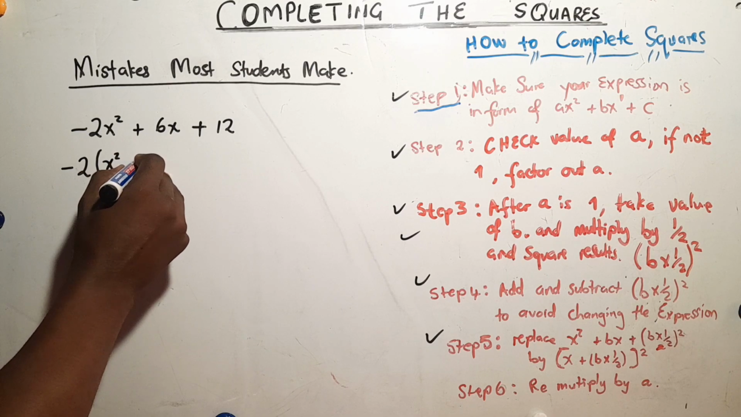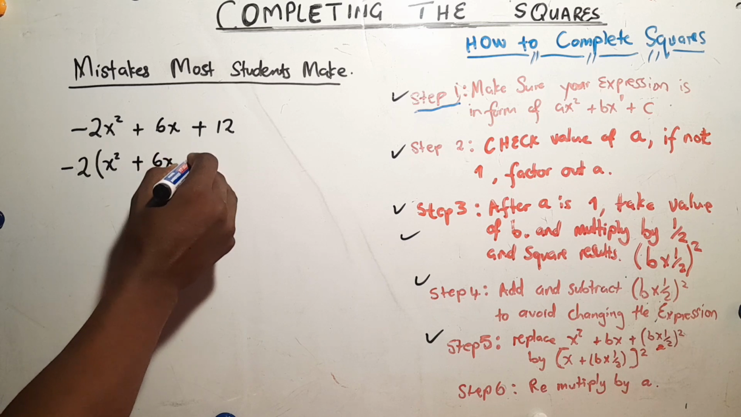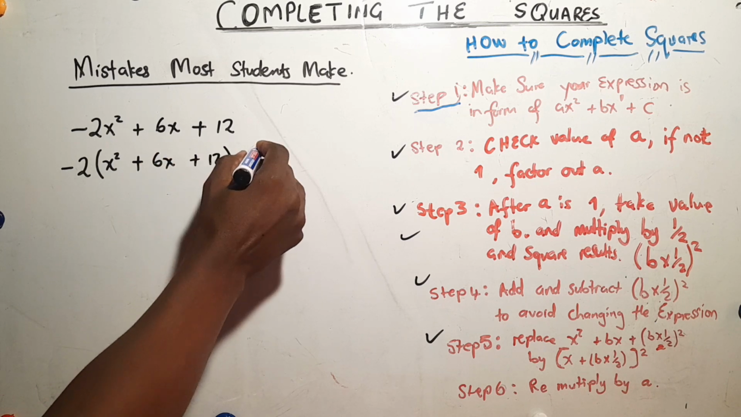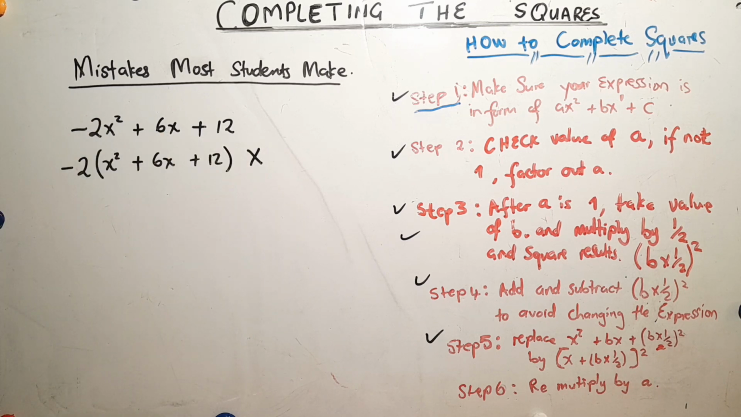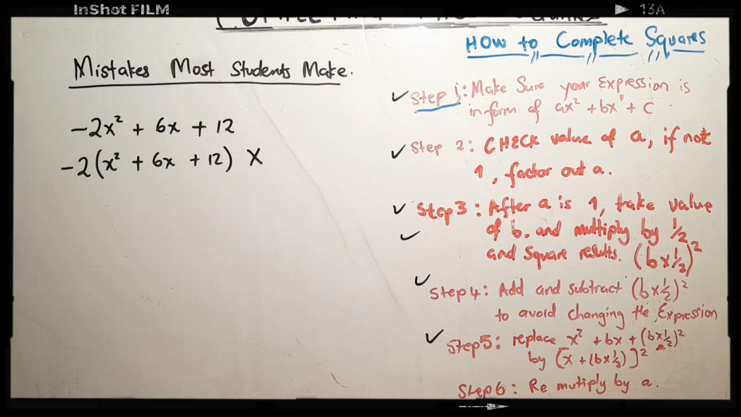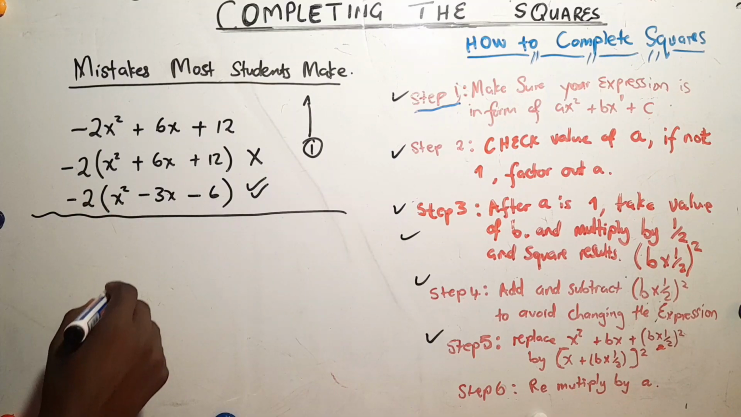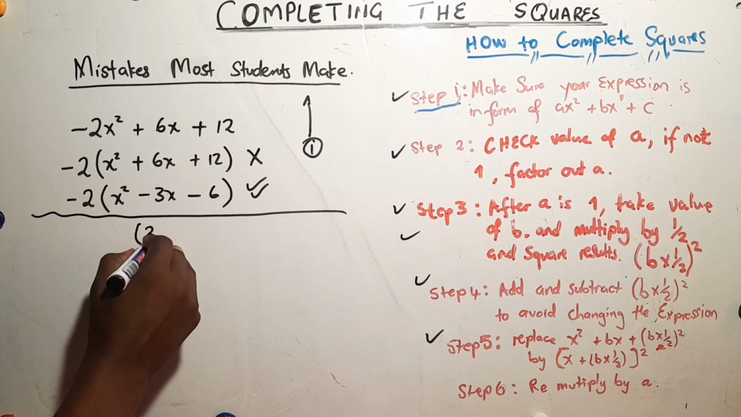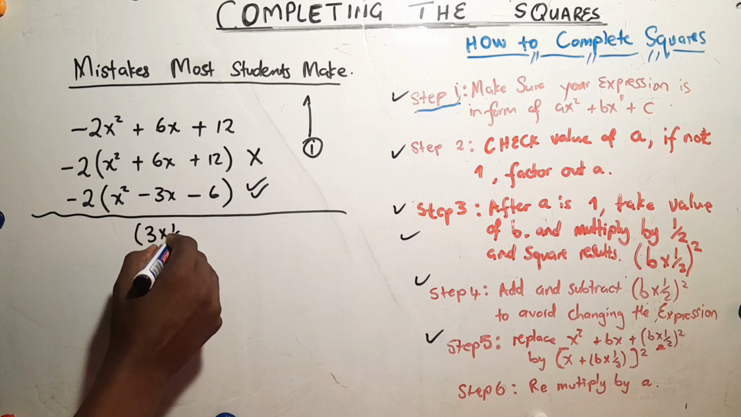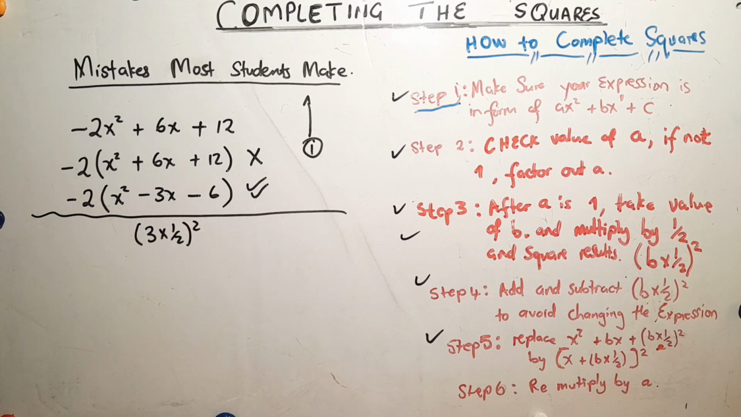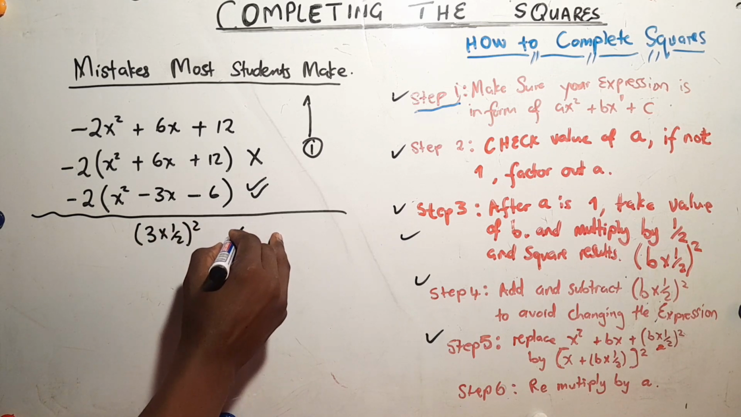And then they write plus 6x plus 12. So this is a mistake. I don't want you to make this mistake. Students take the value of b, and you find something like this. Like this. So this is a mistake and I don't want you to do that.